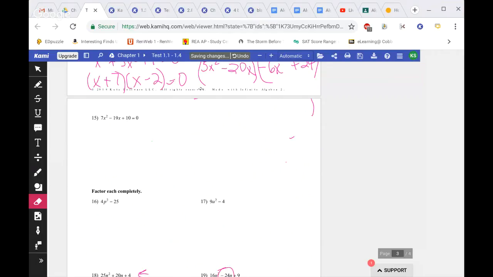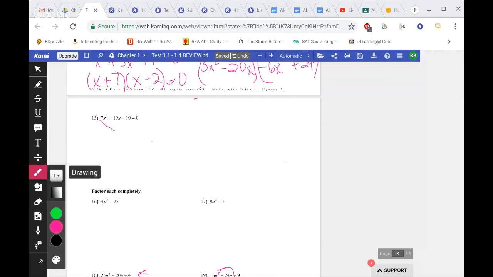I'm trying to give myself space over here because I know that sometimes these can be humdingers. So 7 times 10 would give me 70. And so I'm looking for two factors, once again, that are going to multiply to give me 70, but at the same time, when you add them together, they're going to give me a negative 19. So if I'm going to look at that, I've got a positive 70, so that means both factors are going to be negative once again.